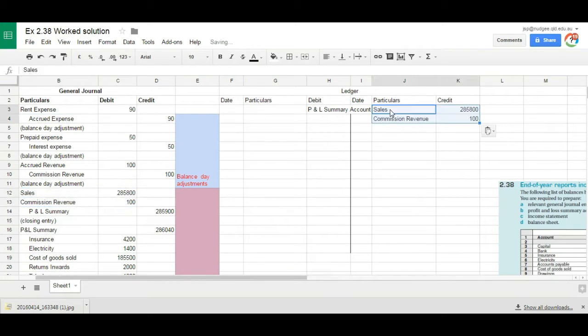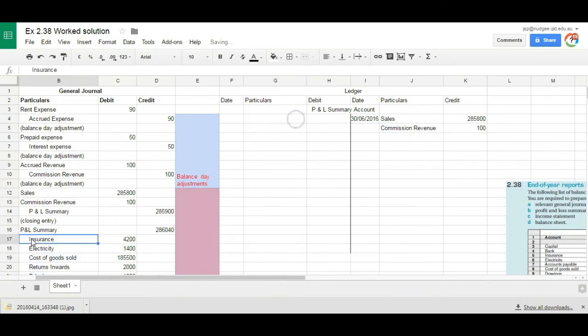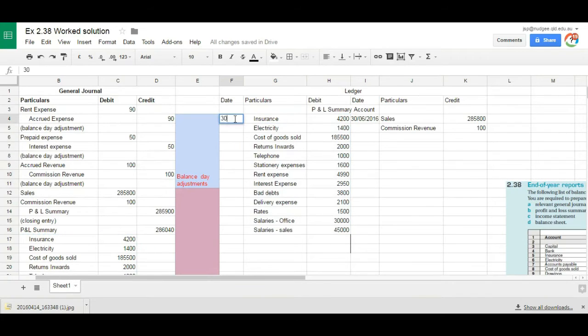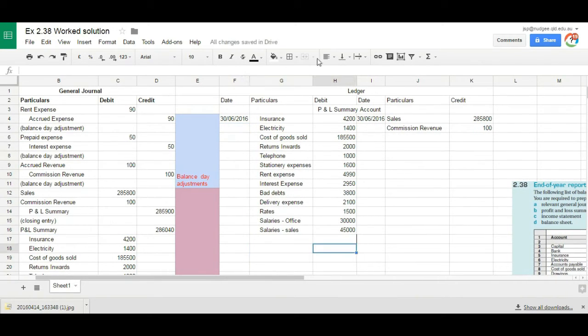Now I'm doing a lot of copy and paste here. You guys should do the same. There's no point writing stuff out over and over and over again. You can see that this process is a pretty straightforward process. Now balance these up.